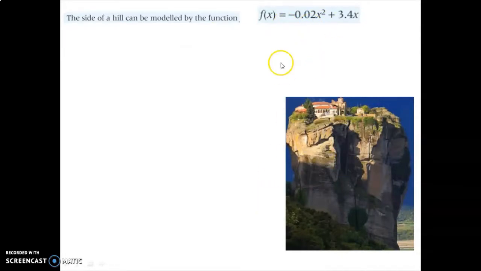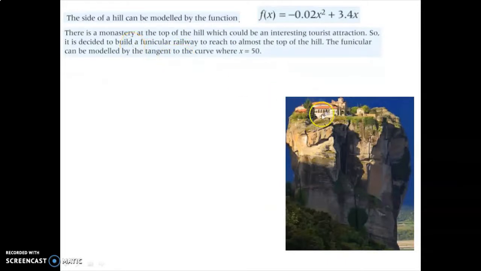Okay, so imagine this hill. Now, there is a monastery at the top of the hill, there it is, which could be an interesting tourist attraction for sure. So it is decided to build a funicular railway. If you don't know what that is, it's one of these kinds of railways. To reach almost the top of the hill, the funicular can be modeled by a tangent to the curve where x equals 50.